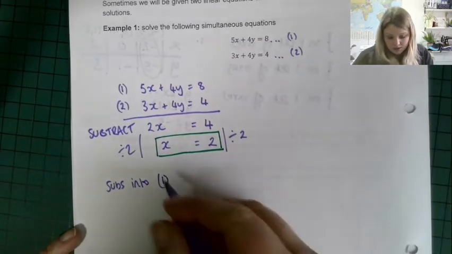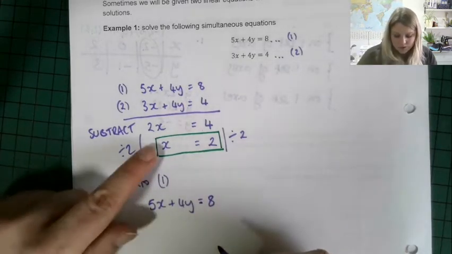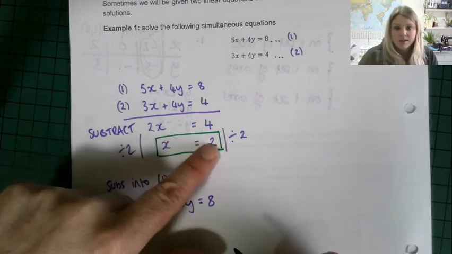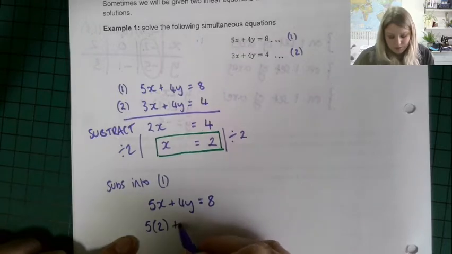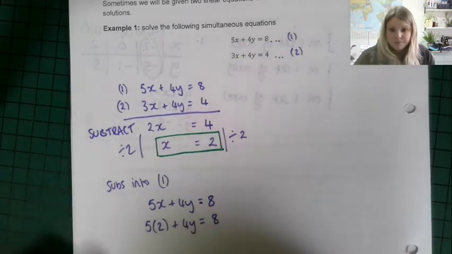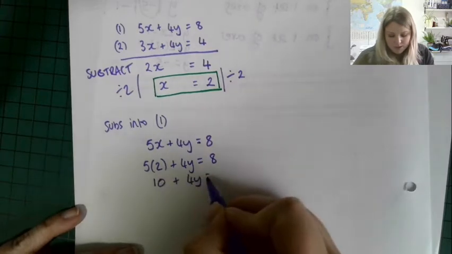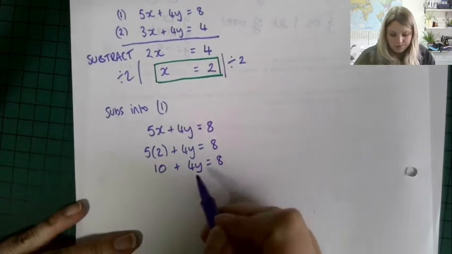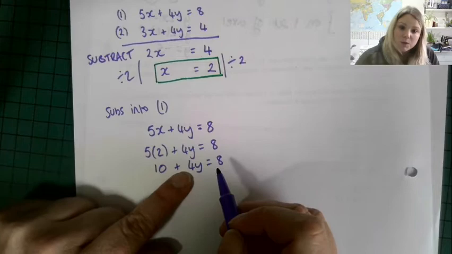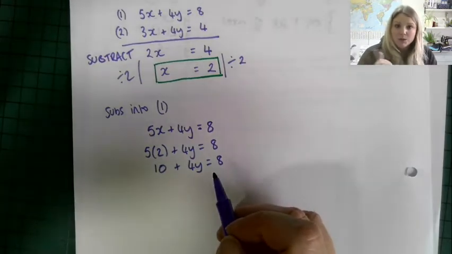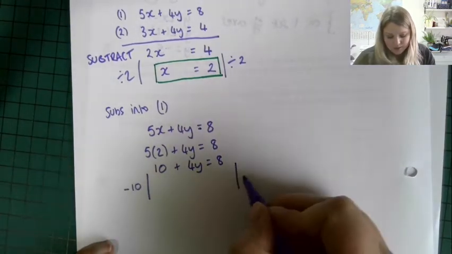So equation 1 is 5x plus 4y equals 8. And all I have to do is substitute for x here, because I now know that x has the value of 2. So 5, replace that with a 2, plus 4y equals 8. Okay, so 5 multiplied by 2 is 10, plus 4y equals 8. Now we have to solve for y. So y is getting multiplied by 4 here, and 10 is getting added on, and we need to work in the reverse of that. So we need to take 10 away from both sides.